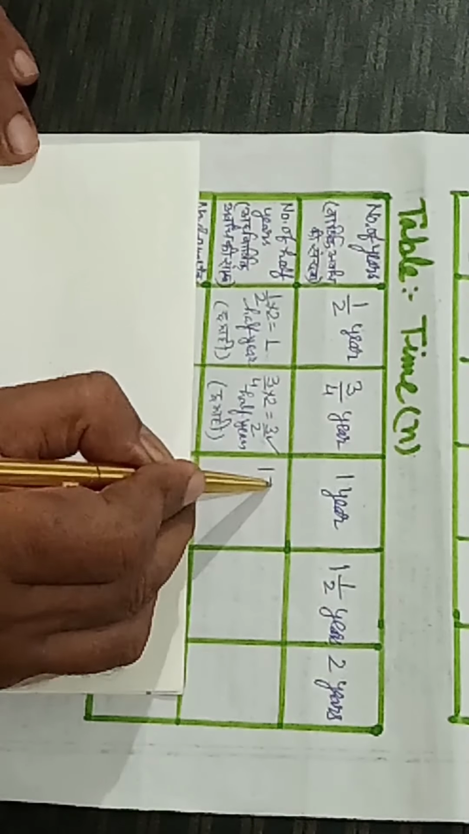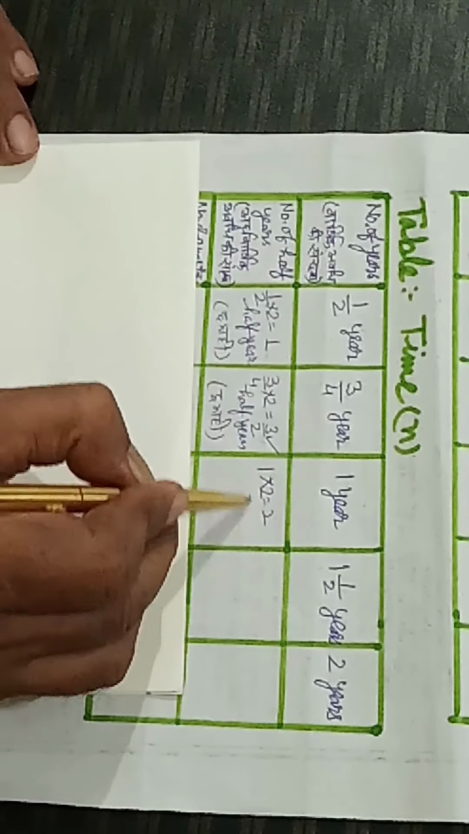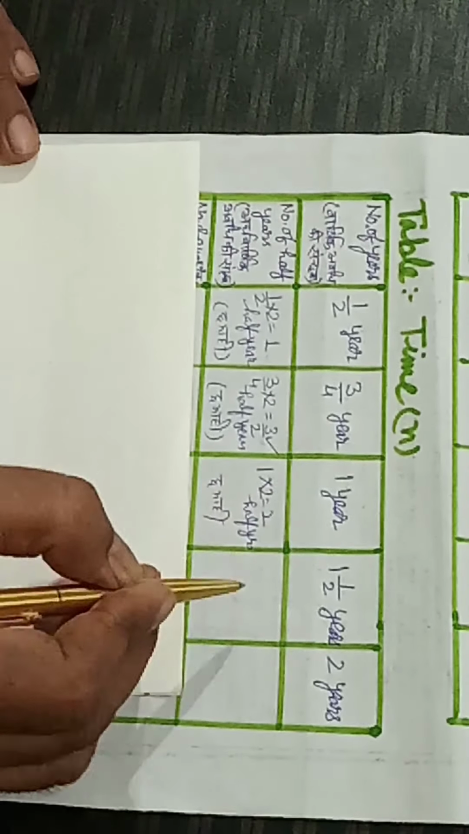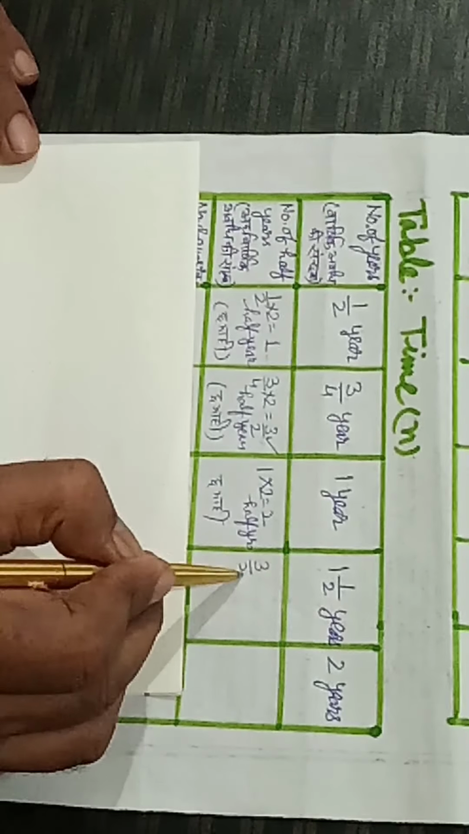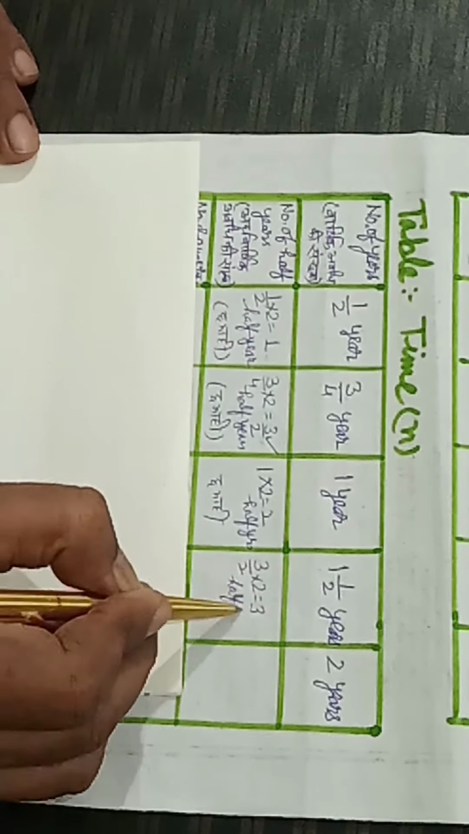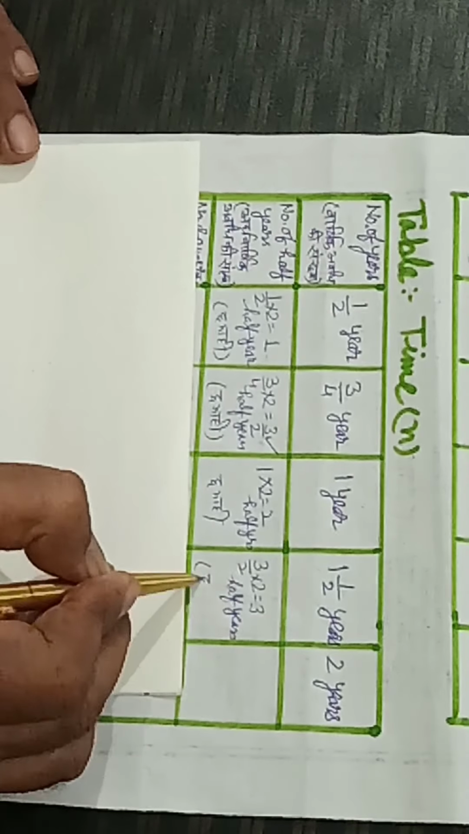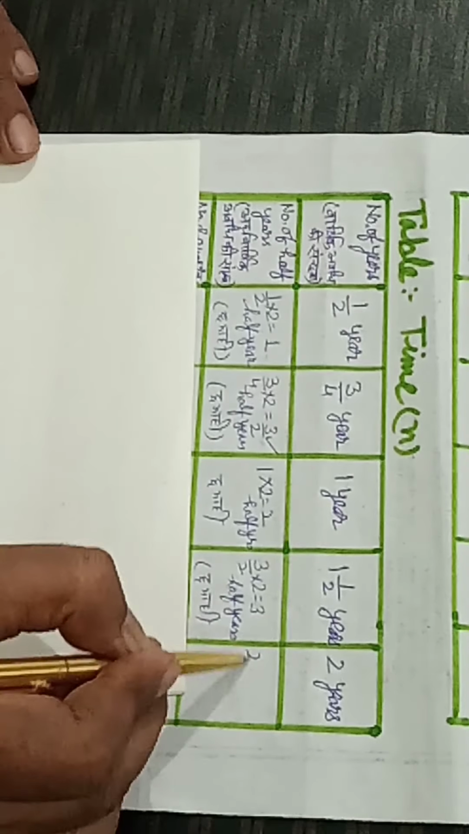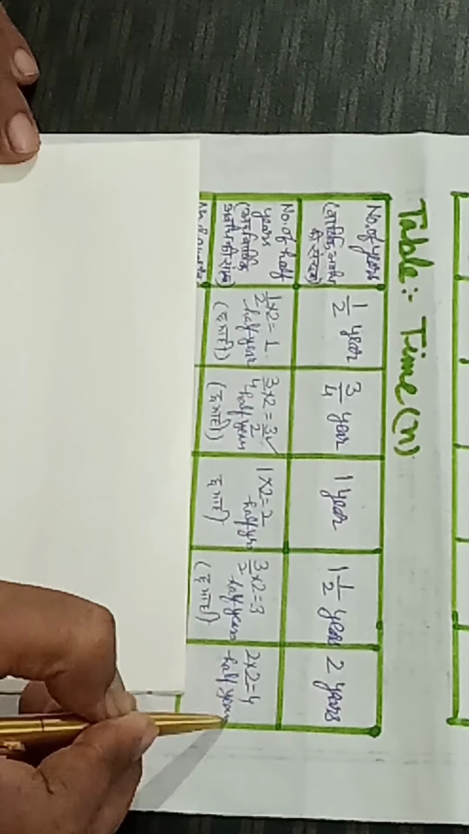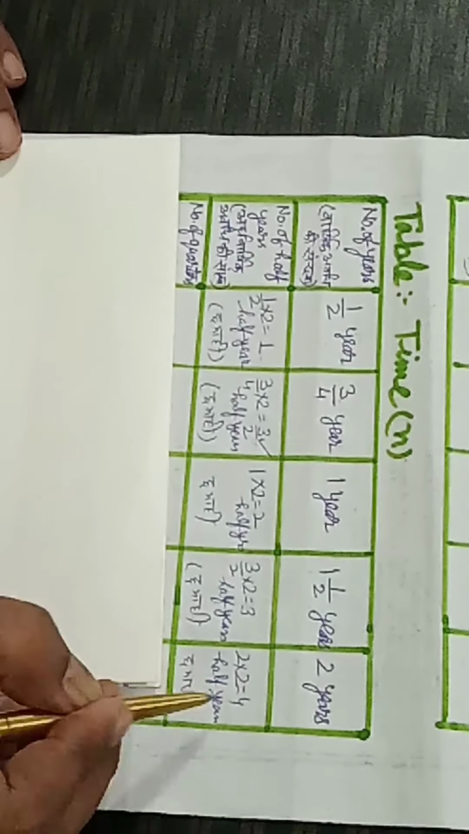1 year mean 1 into 2 यानी 2 half years or 2 छमाही. This is 3 by 2 years into 2, that is 3 half years mean 3 छमाही, and 2 years mean 2 into 2, that is 4 half years यानी 4 छमाही.